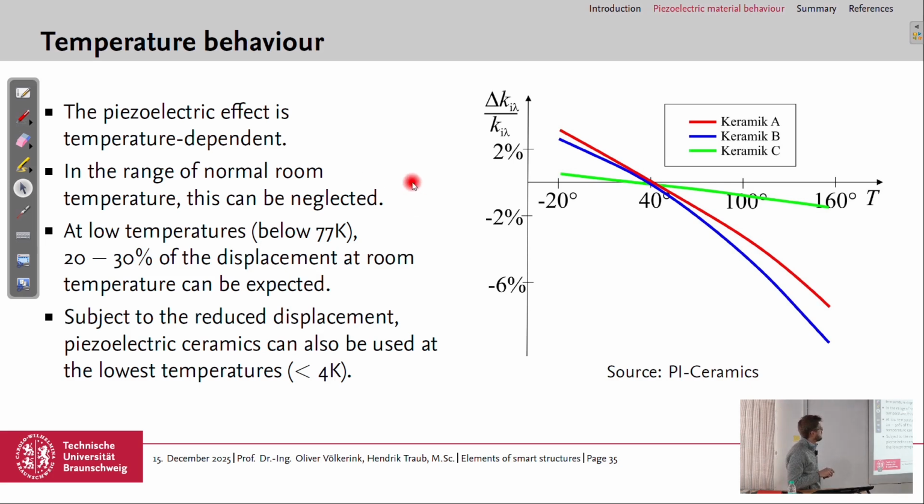And also the coupling factor is affected. So similar diagram, but now with the variation of the coupling factor normalized by the coupling factor at 40 degrees. And again, at low temperatures, we have not much displacement left. Here's the text wrong. It's from the slide before, but you can see there is a difference. So also the coupling factor is affected by temperature.